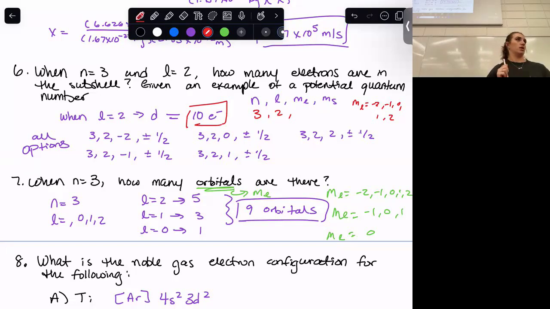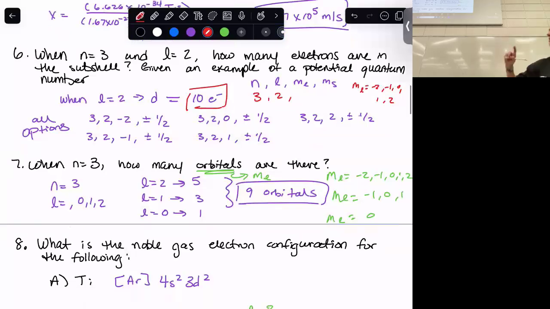Sometimes people say that L could be 0, 1, and 2. So when we say for 7, the only thing that's defined is n is equal to 3. The options that we don't know are anything that follows it. I've restricted you to just L is equal to 2 in 6. Yep.